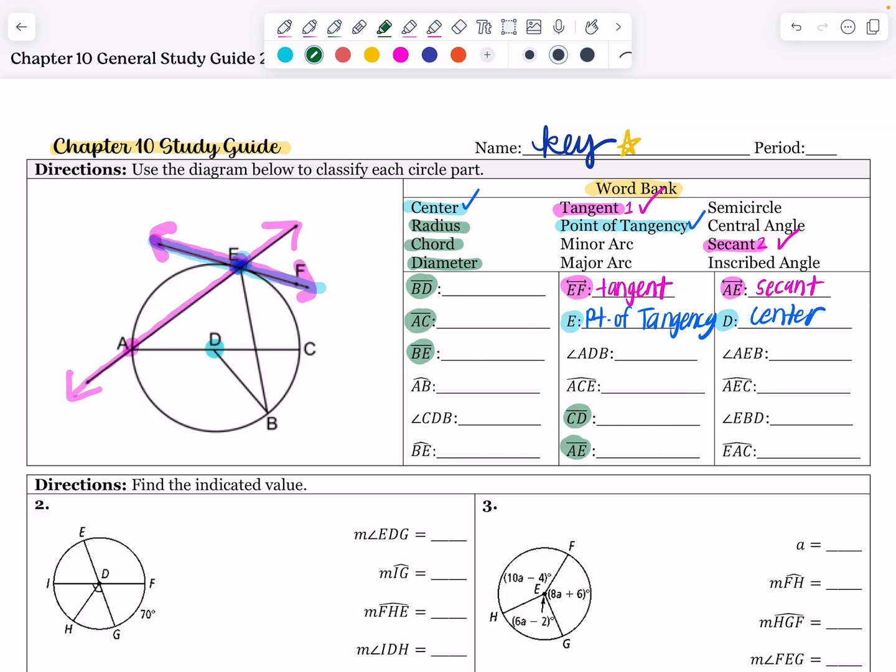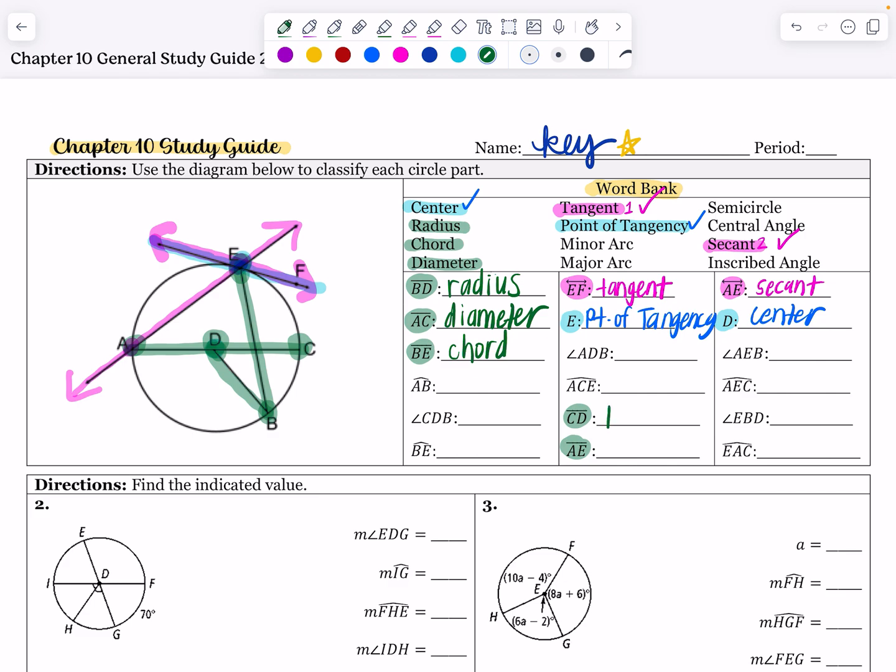So what is B to D? B to D is a point on the circle going to the center. We consider that a radius. It goes halfway across the circle, has a point on the circle, and then it goes to the center. So then what is A to C? Let's highlight. A to C is a chord because it starts and stops in the circle, but since it's a chord that goes through the center, we're going to call that more specifically a type of diameter. It is a chord, but more specifically, it's a type of diameter. And then what is B to E? Starting at B and then stopping at E, that starts and stops in the circle, but it doesn't go through the center, so we're just going to call that a chord.